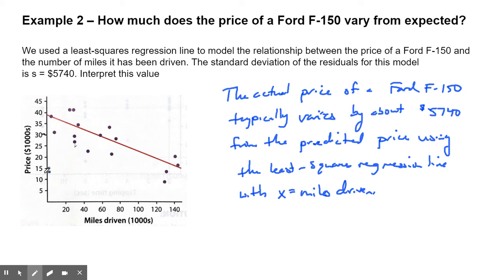And there we go. So again, this is very much a memorized type of answer. Okay, and again, a lot of our interpretations, it's just, can you interpret them with context? The actual price of a Ford F-150 typically varies by about $5,740 from the predicted price using the least squares regression line with X equals miles driven. So again, like I said, if you take all the differences between the actual value and the predicted value, and you average them, you're going to get about $5,740. All right, last objective coming.